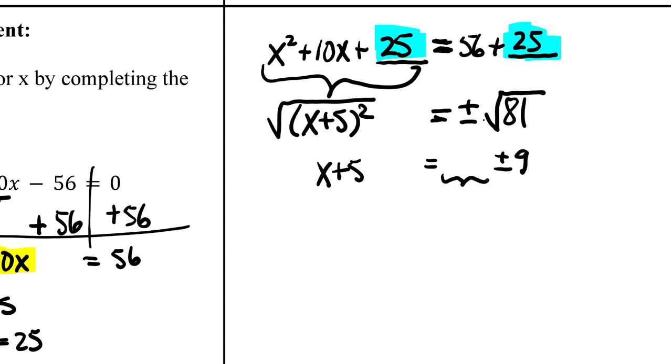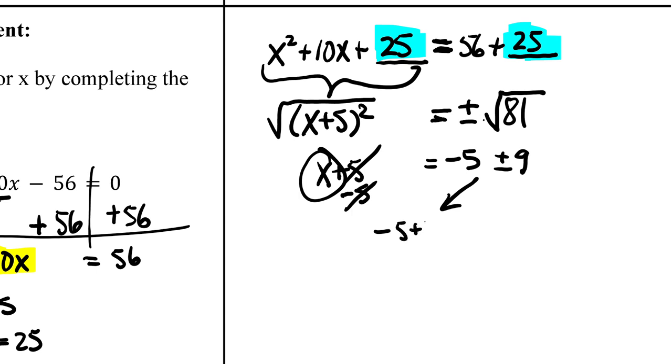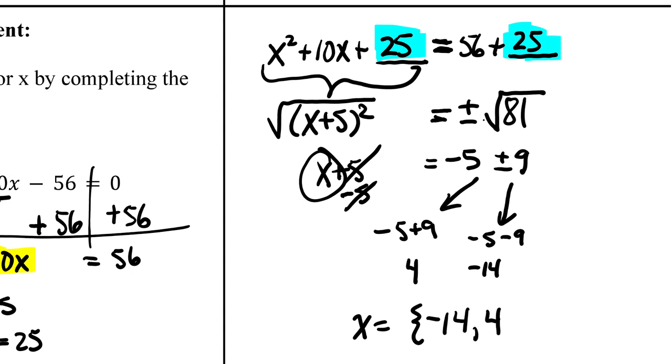Again, I like to leave a little space right here so that I can now just do the same thing to both sides. I'm going to subtract 5 and subtract 5. And that cancels there. Now my x is alone. And I just need to take this and say I've got negative 5 plus 9, which would be 4, or negative 5 minus 9, which would be negative 14. And so x is one of these two solutions, negative 14 or 4.